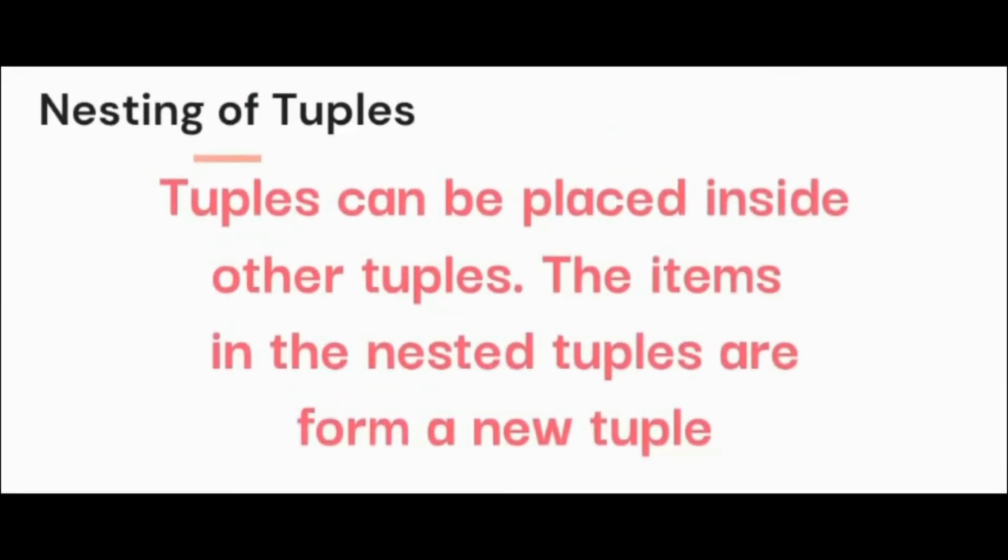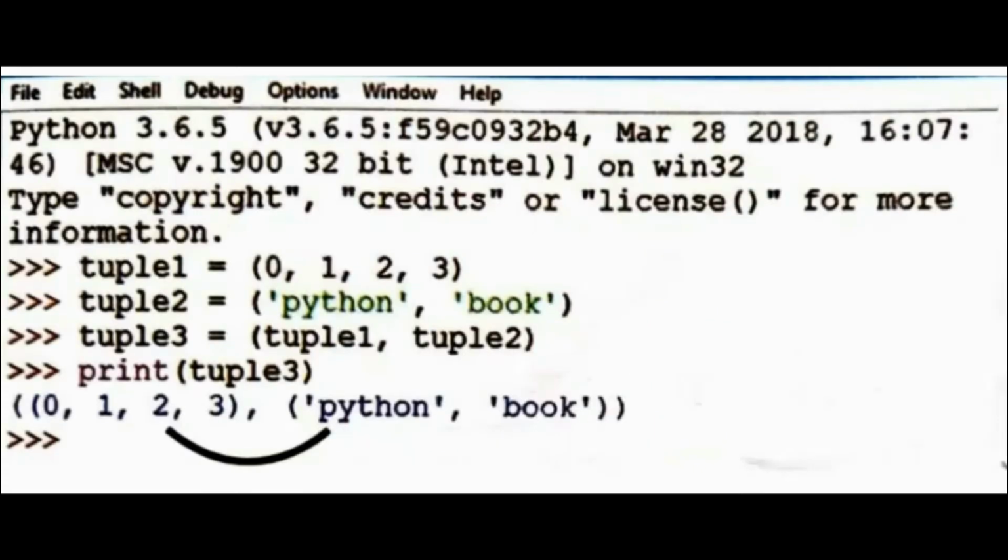Nesting of tuples. Tuples can be placed inside other tuples. When you add one or more tuples inside another tuple, the items in the nested tuples are combined together to form a new tuple. As shown in the above example, tuple 1 and tuple 2 are combined to form tuple 3.